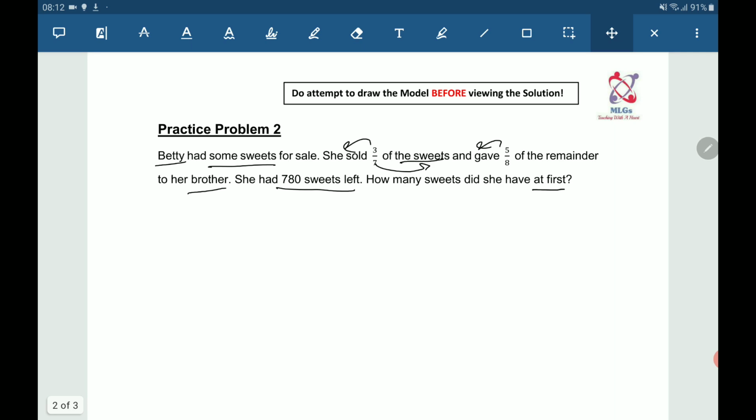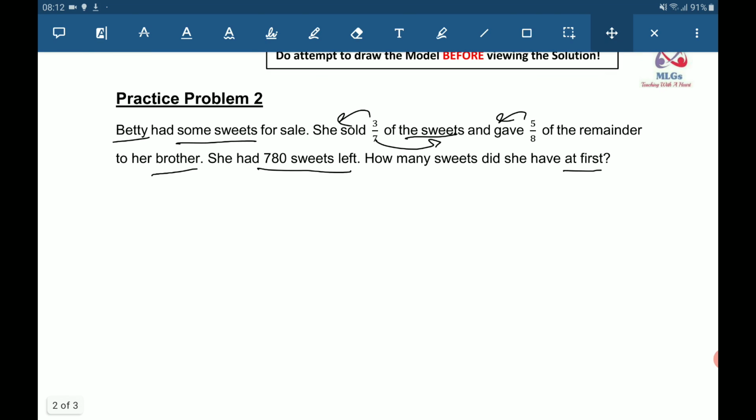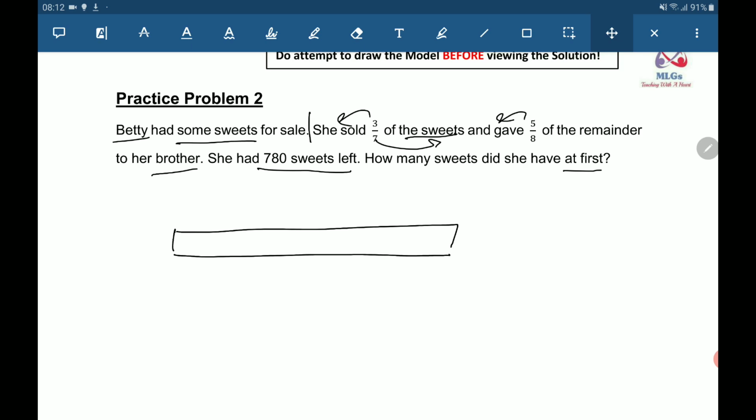So after you have highlighted all these important words and broken up the fractions, we can start to draw the model more accurately. For example, you look at the first sentence. Do you know how to draw the first sentence? If you are not sure how to draw, then you can jump. But if you know how to draw, then we can start with a rectangle, a whole rectangle, which is all the sweets. So that's how you draw the first sentence.